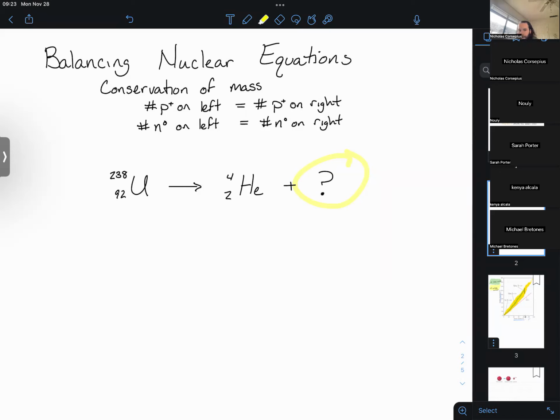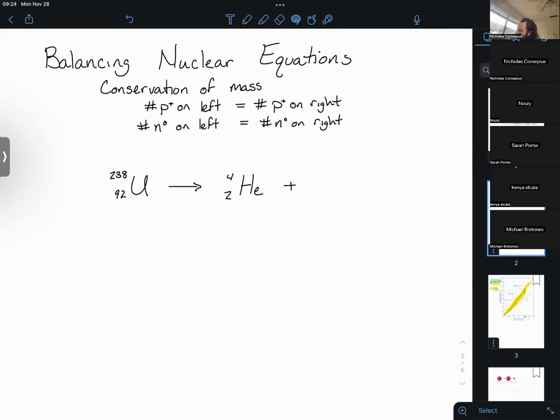All right, I got 92 protons on the left, right? That's my atomic symbol for uranium here. That's what that 92 means. It means that uranium has 92 protons. That's what makes it uranium. And I have to have the same number on the right-hand side as well, right? Because I have to have that conservation of mass. Protons aren't going to be created or destroyed out of nothing, right? So then what's going to go here?